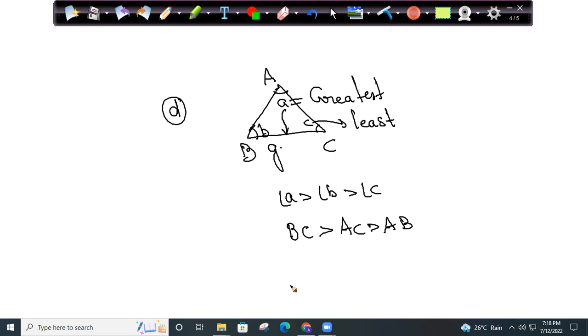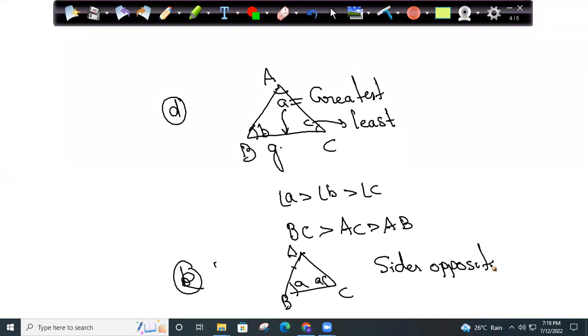So the side opposite to the greater angle is greatest and the side opposite to the smaller angle is least. Sides opposite to equal or same angles are equal. Sides opposite to the same angles are equal.